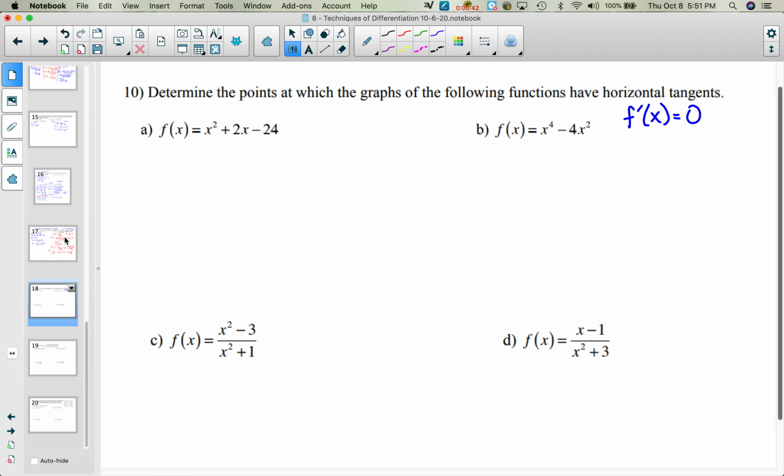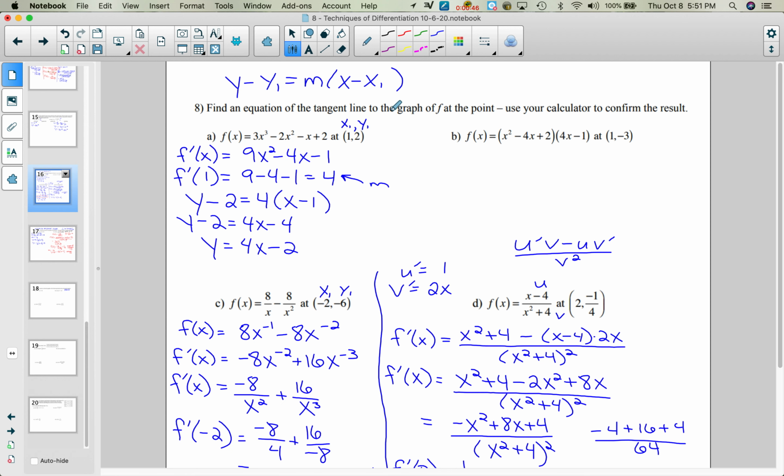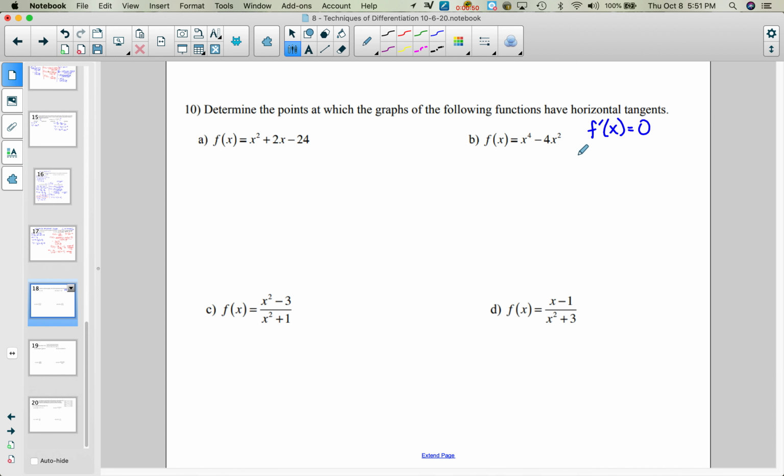And just like I had said, you'll see these directions a lot. Find an equation of the tangent line. You're going to see that a lot. You're also going to see this a lot: determine the points at which the graphs of the following functions have horizontal tangents. You have to read directions like that and know I've got to find the derivative and set it equal to 0 and find out what those points are. Now, since it says determine the points, that means we should probably report that as an ordered pair.